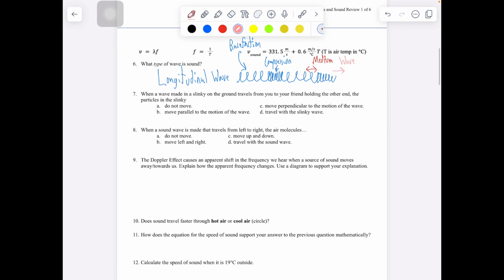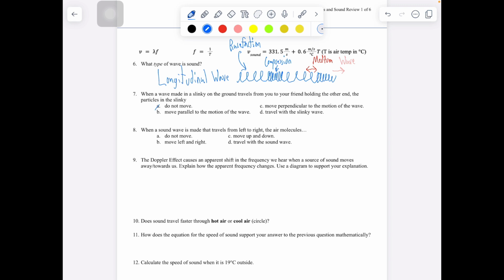When a wave made in a slinky on the ground travels from you to your friend holding the other end, the particles in the slinky, we have a couple of different options. The particles in the slinky, well, they definitely move. We can get rid of do not move. Move parallel to the motion of the wave, move perpendicular to the motion of the wave, or travel with the slinky wave.